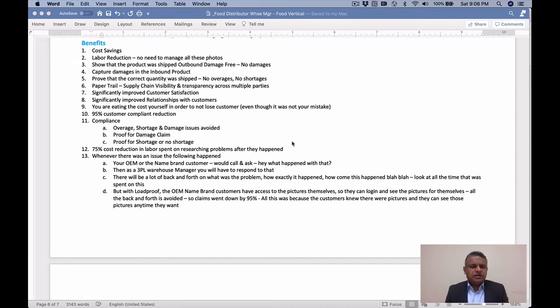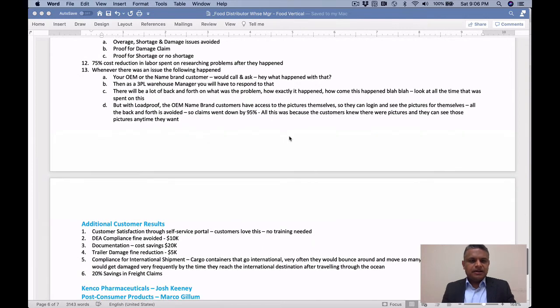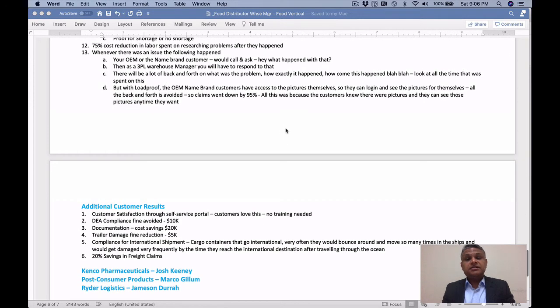We've seen 95% customer complaint reduction. Compliance: overage, shortage, damage issues avoided, proof of damage claim, proof for shortage or no shortage. All that is there. 75% reduction in labor spent on researching problems after they happen. Now we are proactively taking pictures. If something happens, you can just go there, take a picture, and download the pictures or the PDF, or you can directly share from LoadProof. All you have to do is put in the email address and push a button. It will send a link to the person.